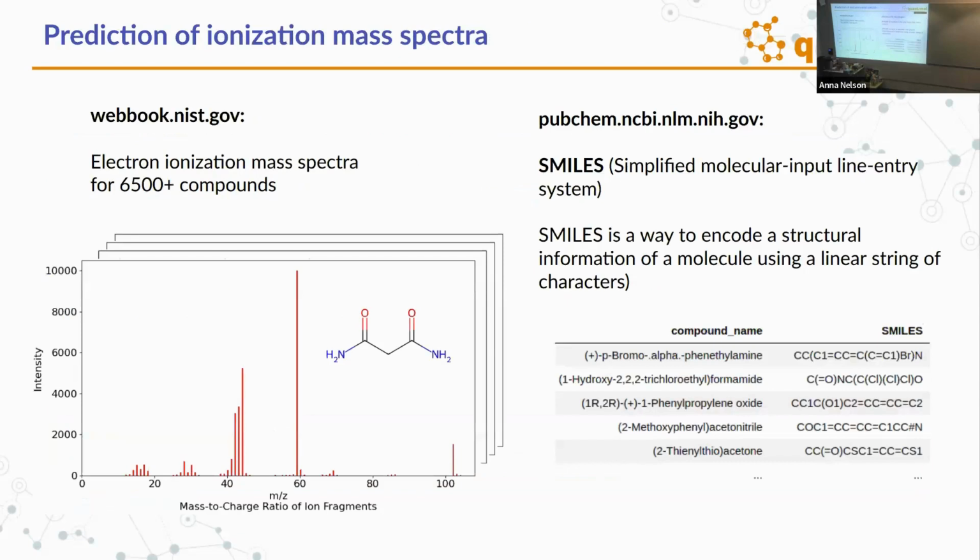For the task of prediction of ionization spectra, we collected more than 6,500 mass spectra for relatively small compounds of molecular mass below 300. And besides that, we collected the SMILES representations for all the compounds from the PubChem database. SMILES is a way to encode the structural information of the molecule using a linear string of characters.